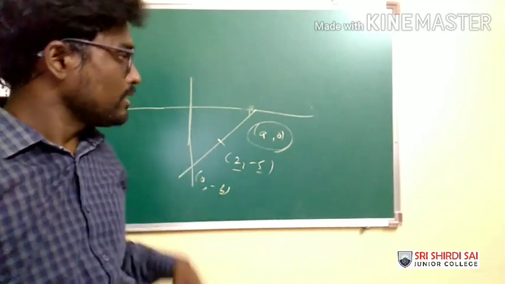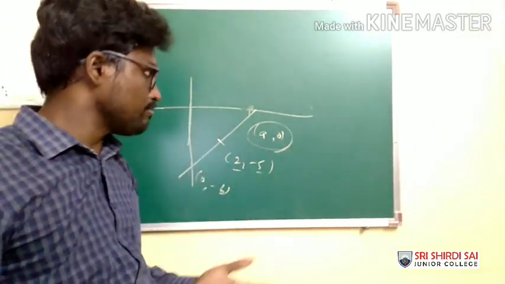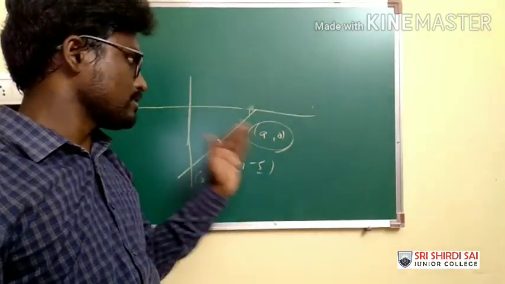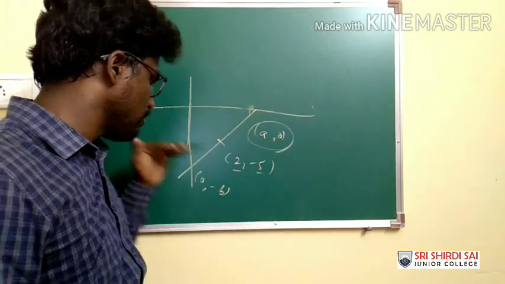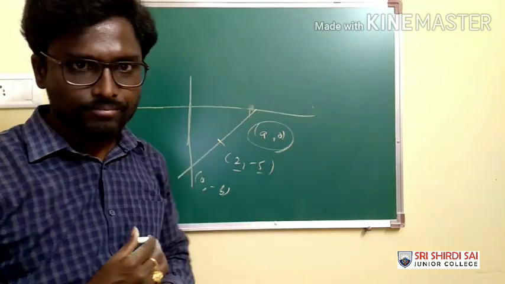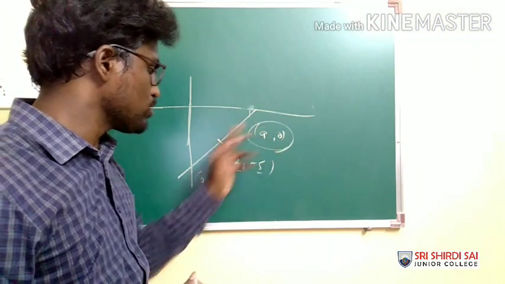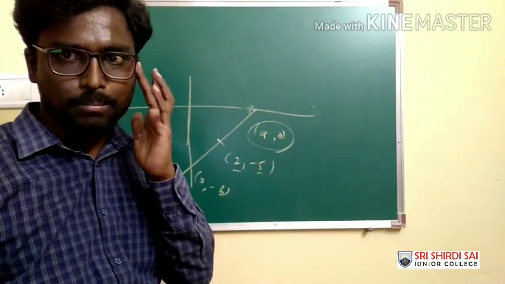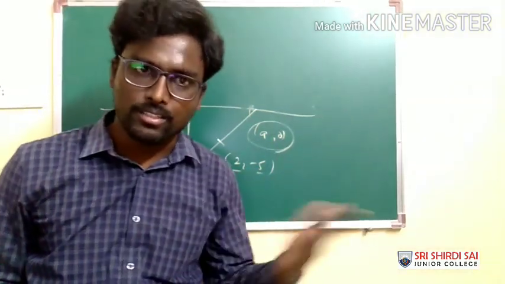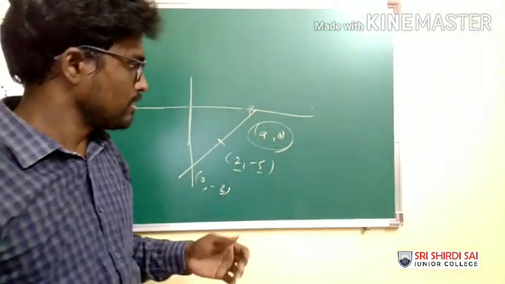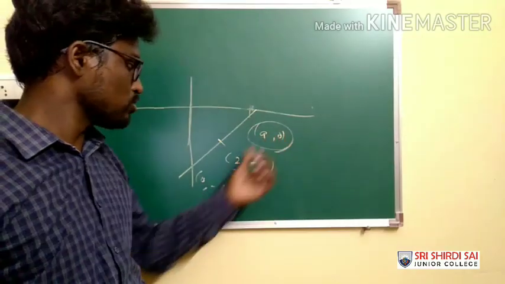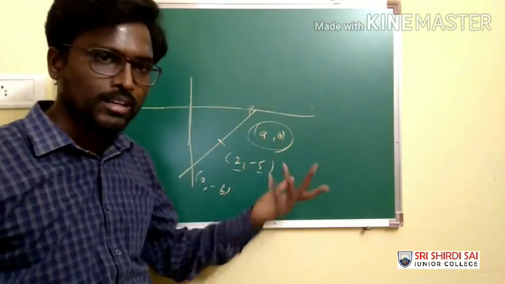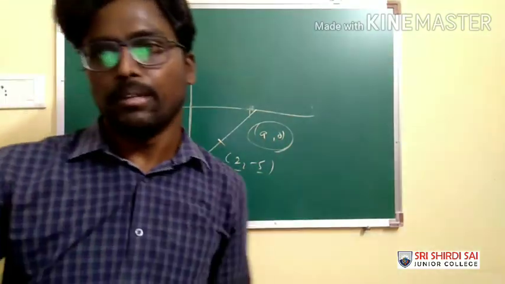I repeat, here a line segment cuts the x-axis at a comma 0 and the y-axis at 0 comma B. Since the midpoint of this line segment is 2 comma minus 5, I have taken it in the fourth quadrant, because plus and minus lies in the fourth quadrant. That's the reason. So take the midpoint formula for these two coordinates and equate to 2 comma minus 5. We'll be getting the values of A and B.